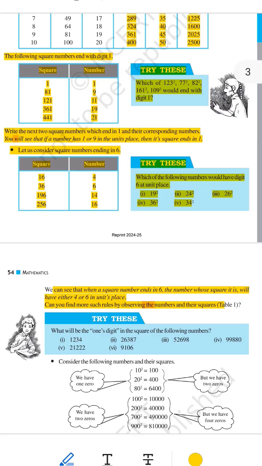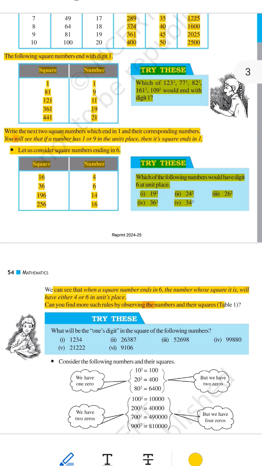6. Why does this happen? Let's check why numbers ending with 1 or 9 make squares ending with 1. Numbers ending with 1: 1 times 1 is 1, ends with 1. Numbers ending with 9: 9 times 9 equals 81, ends with 1. This repeats every 10 numbers because in our number system the last digit pattern cycles every 10.